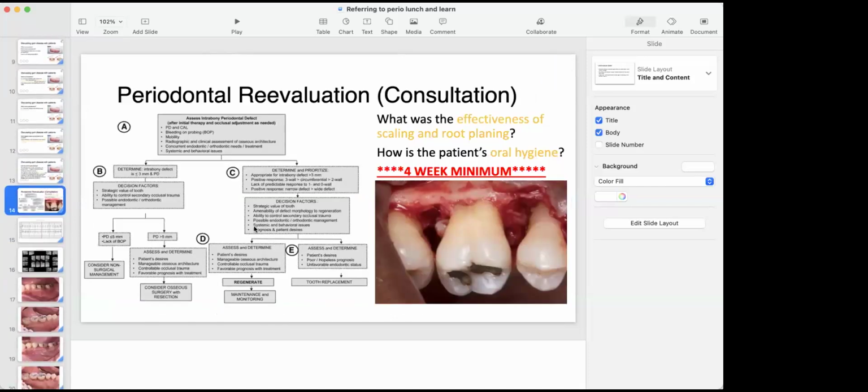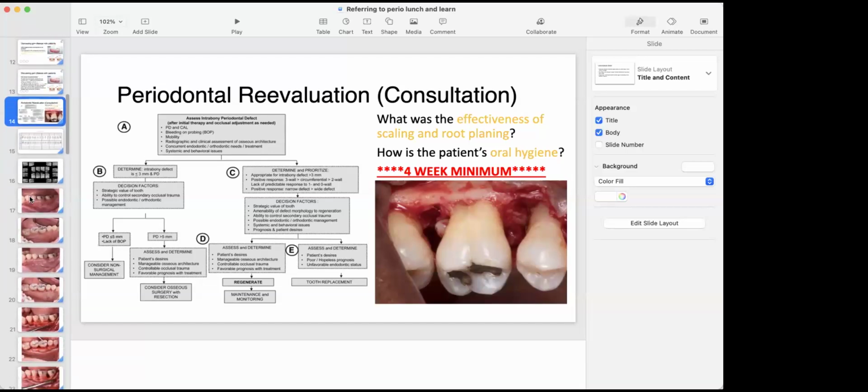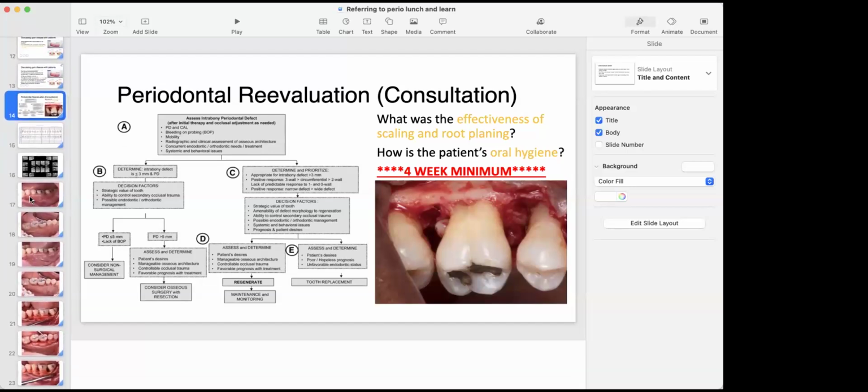Dr. Mehra, can I ask a basic question? What exactly is osseous surgery? Yeah, great question, and I'm going to show you right now. Awesome. Let me know after I go through that.